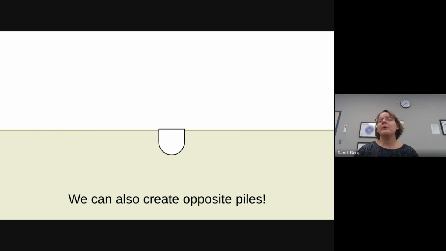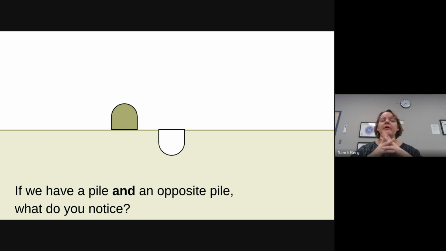All right, but here's the beauty. When you're in a sandbox, you don't just have piles of sand, you've got holes, and we can call these opposite piles. So we would also reference this as opposite 1. Now I'd like you to take a moment and ask yourself, if I have a pile and I've got an opposite pile, what do I notice?